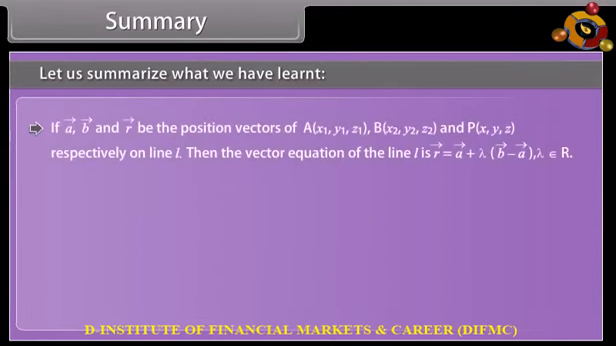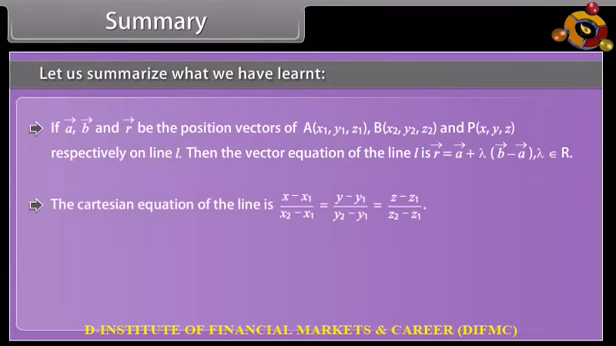if vectors A, B, and R are the position vectors of A(x1, y1, z1), B(x2, y2, z2), and P(x, y, z) respectively on line L, then the vector equation of the line L is vector R equals vector A plus lambda times (vector B minus vector A), where lambda belongs to real numbers. The Cartesian equation of the line is (x - x1)/(x2 - x1) = (y - y1)/(y2 - y1) = (z - z1)/(z2 - z1).